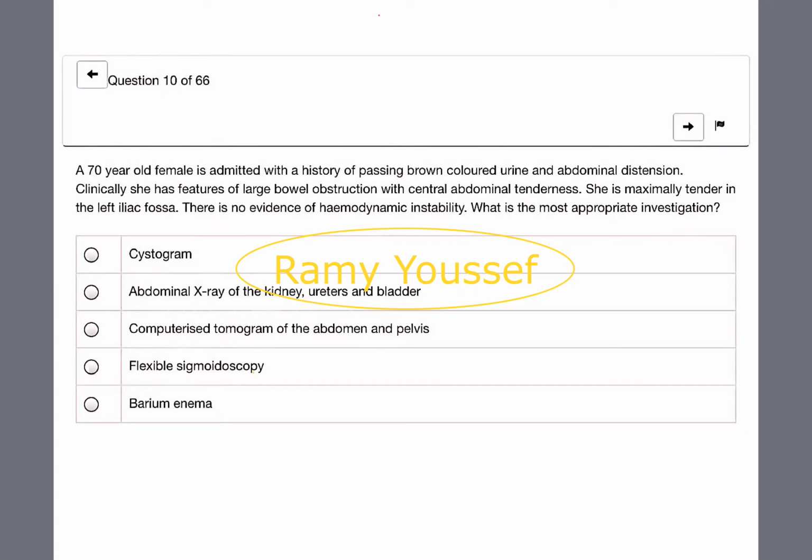What is your differential diagnosis for pain in the left iliac fossa? Sigmoid volvulus in an old patient? Sigmoid volvulus will be obstructed. Okay, she has a large bowel obstruction with central abdominal tenderness. She is maximally tender in the left iliac fossa. Sigmoid volvulus will give you a soft, doughy mass, like our previous scenario. Okay, but there is tenderness in the left iliac fossa. Old age female with left iliac fossa pain, even in part B, most commonly has a big suspicion about diverticulitis.